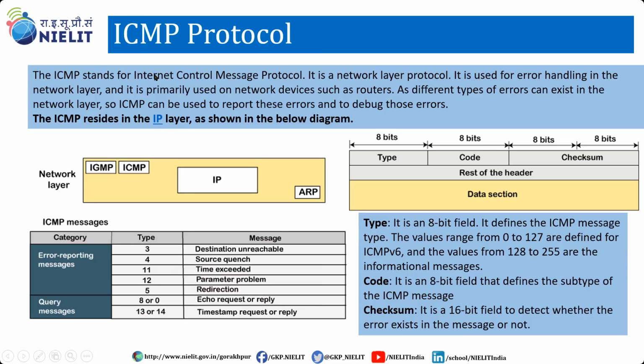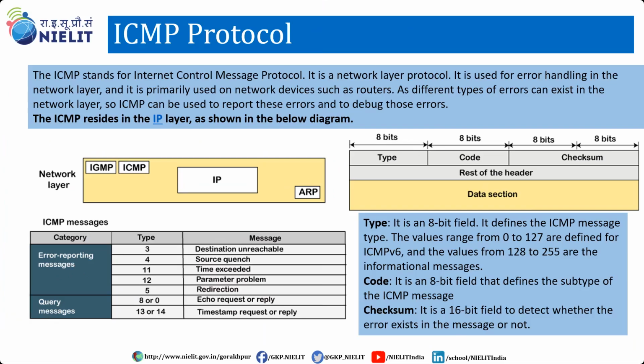ICMP stands for Internet Control Message Protocol. This is a diagnostic protocol, and it is used at the network layer. It is a network layer protocol. There are many fields inside the ICMP protocol: type, code, checksum, rest of header, data section. There are 2 categories of ICMP message. One is error reporting message, and second is query based message.